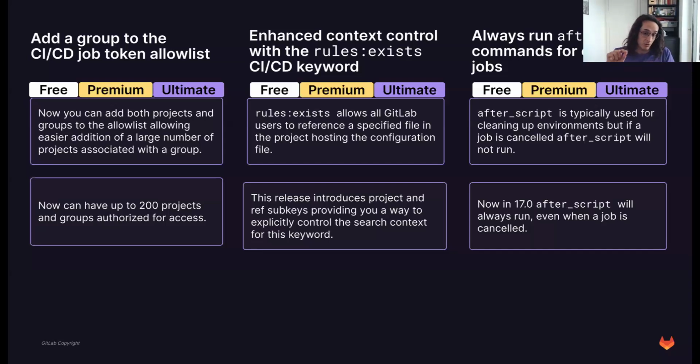This might also cause some problems, right? If you already know this behavior, and you already built your pipeline taking that into account, this might be an interesting thing to look out for when you upgrade your GitLab version, because now this will always run, even when the job is canceled. So I just wanted to call this out explicitly because of that.